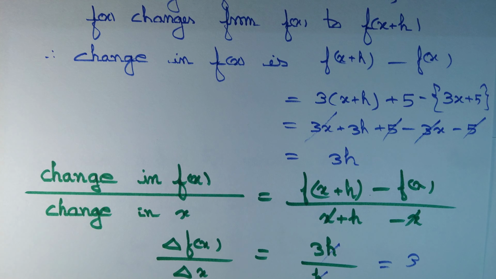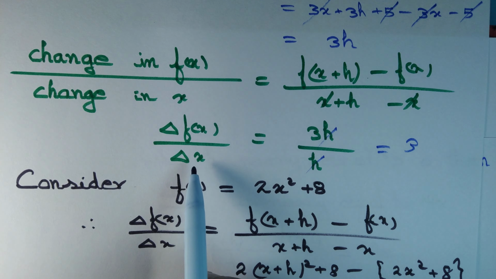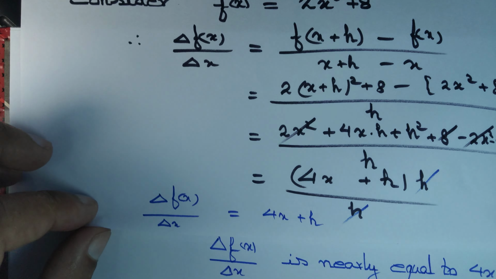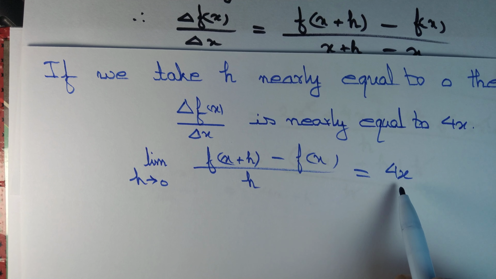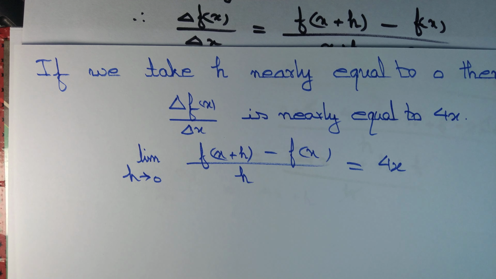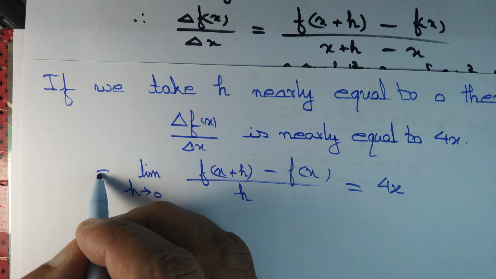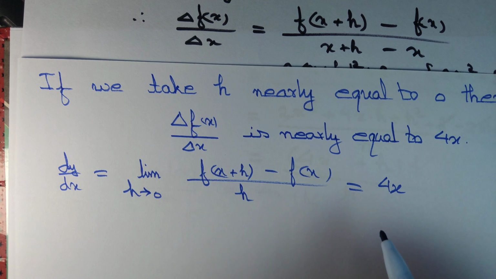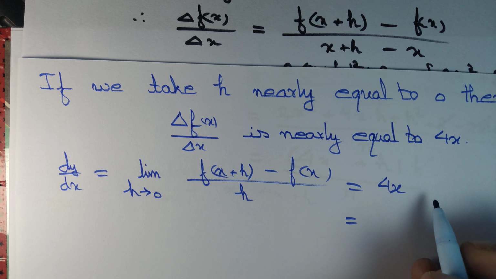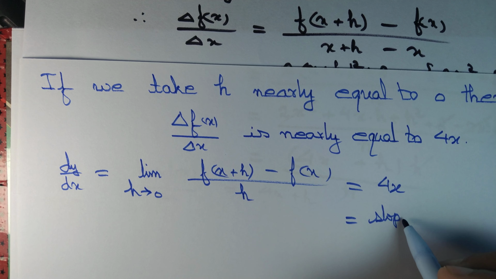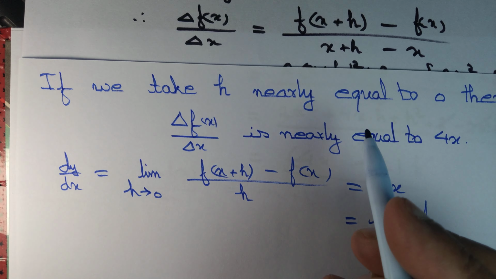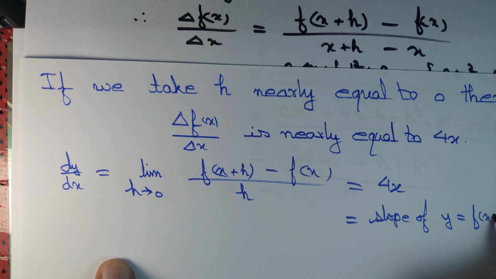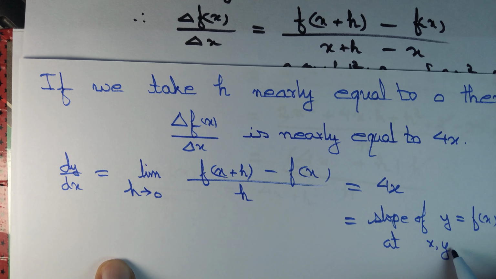Now we have observed that change in f(x) by change in x actually gives you the slope of the line or slope of the curve. So what it gives is actually the slope of the curve at the point (x, y). And we write this as dy by dx or derivative of y equal to f(x). And this is nothing but the slope of a given function f(x), slope of y equal to f(x) if you graph it at (x, y).